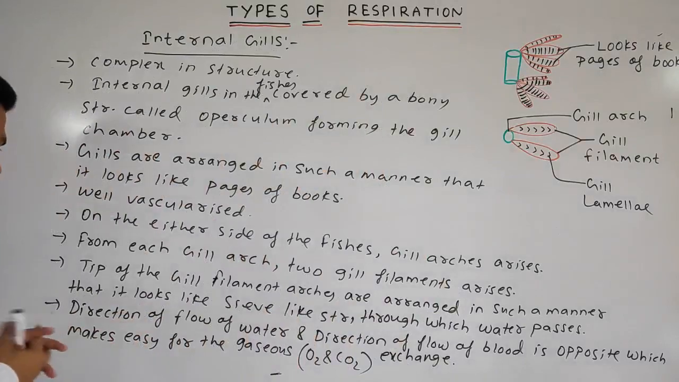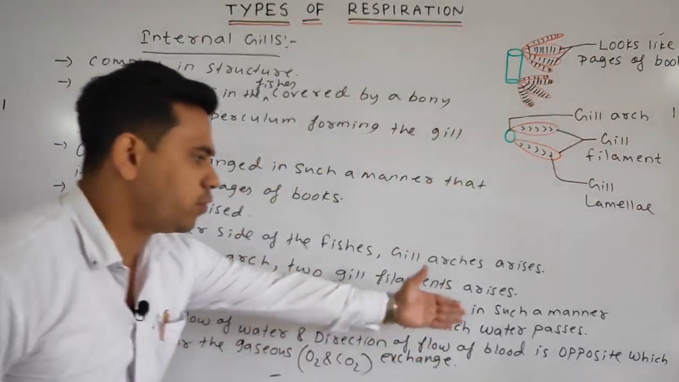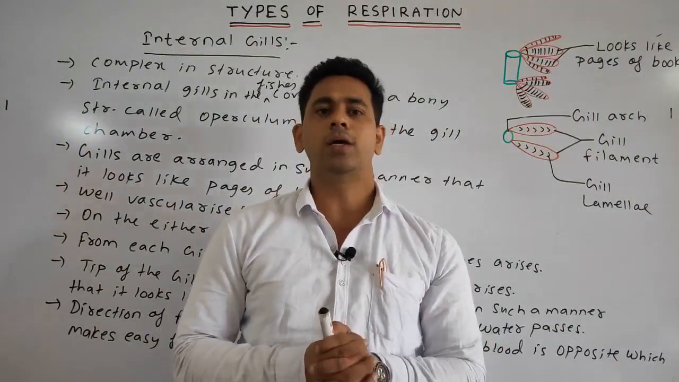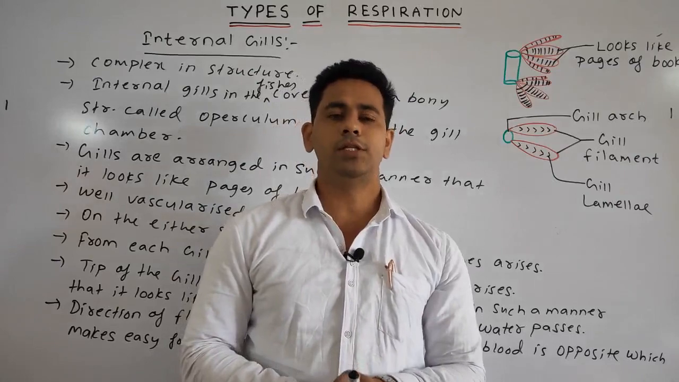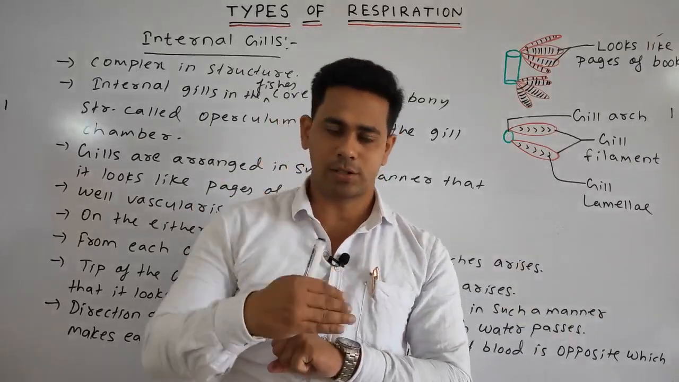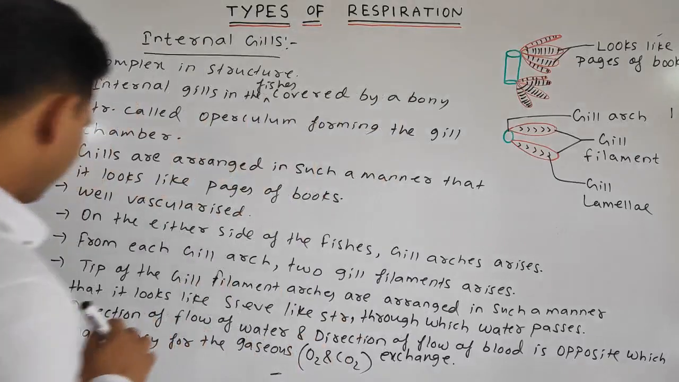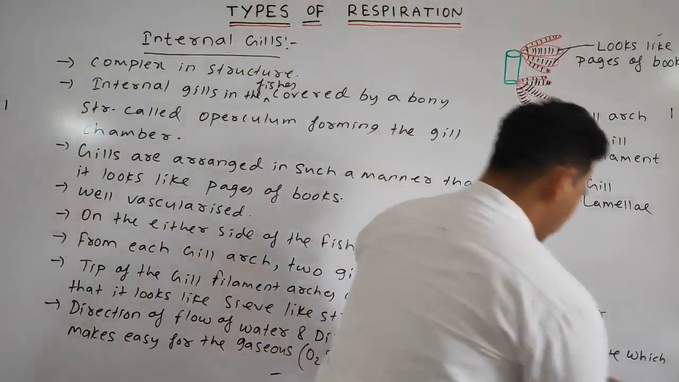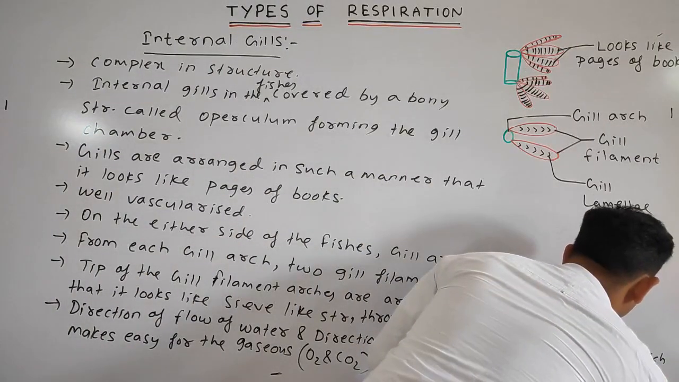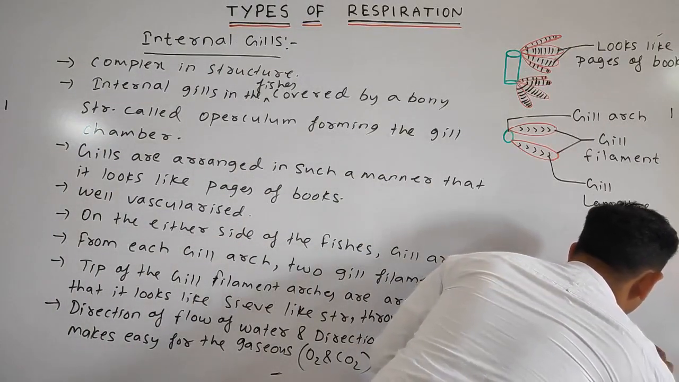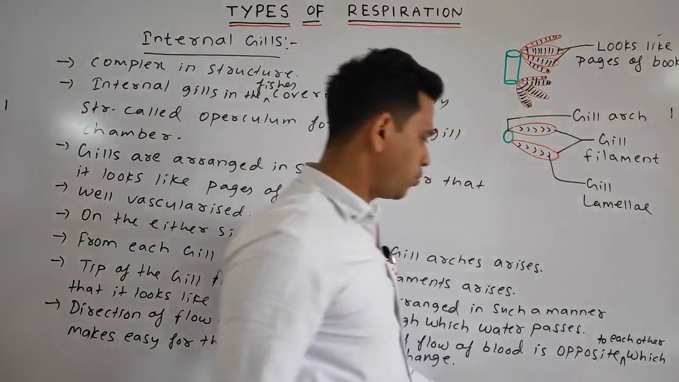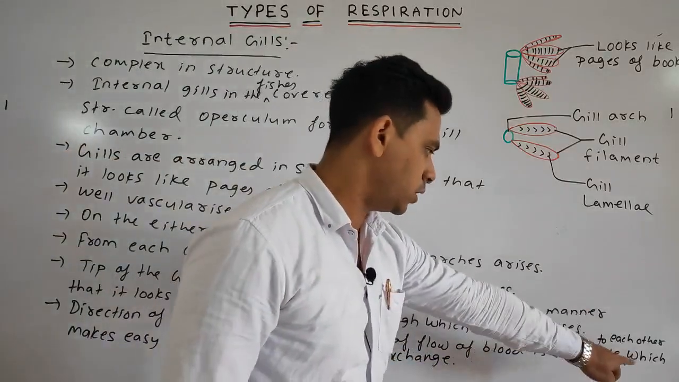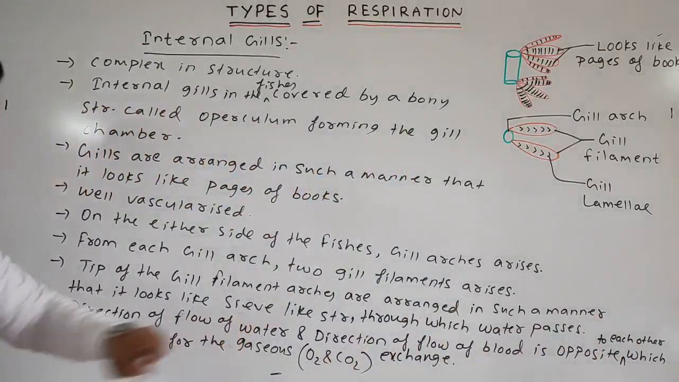Lastly, the direction of the flow of the water and the direction of the flow of the blood are opposite to each other, which makes gaseous exchange easy, so that oxygen is received and carbon dioxide is eliminated. It will be better if you write "opposite to each other", it will be more prominent. The direction of the flow of water and the direction of the flow of blood is opposite to each other, which makes easy the gaseous exchange.